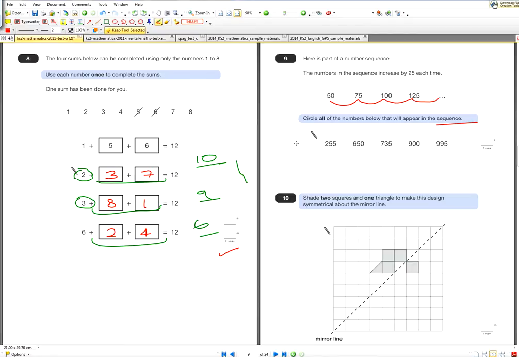So now all the numbers which are in the 25 times table, it won't be this one, will it? It won't be 255. It'll be numbers that are 25s, 50s, 75s, and 100s and so on. What about 650? Is that good? Yes, because that's got a 50 at the end. What about 35? No. What about a full 100, like 900? Yeah. What about 995? No. So you've got to get both of them right for one mark.